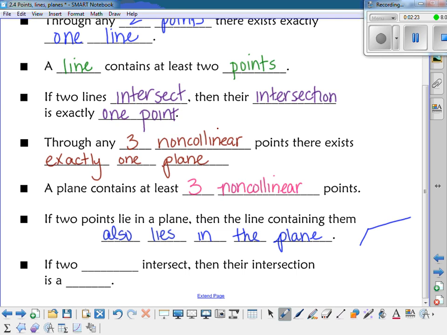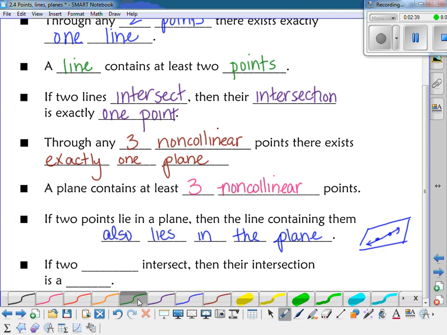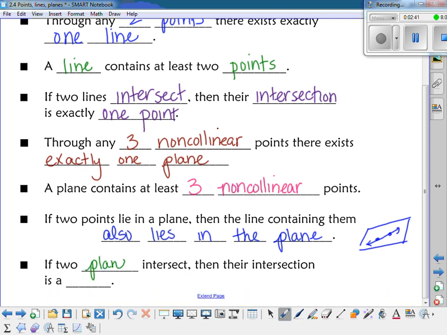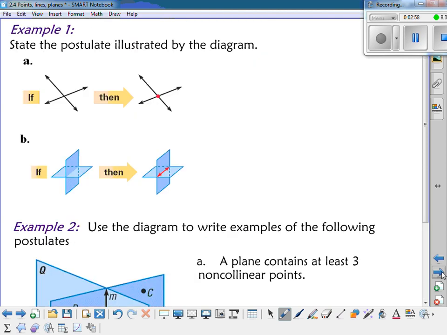So if I were to draw a little picture to go with that, if you have a plane and it has 2 points in it, then 2 points determine a line, so therefore that line would also have to lie in the plane. And then finally, we know that if 2 planes intersect, then their intersection is a line. So all of that's review. It's just now we're saying that they are officially postulates. Okay, so looking at some examples.